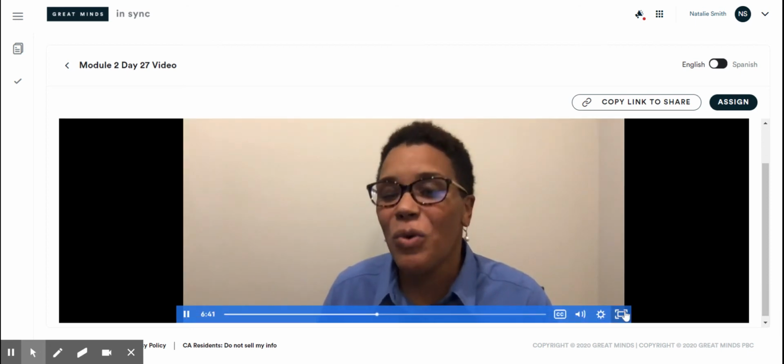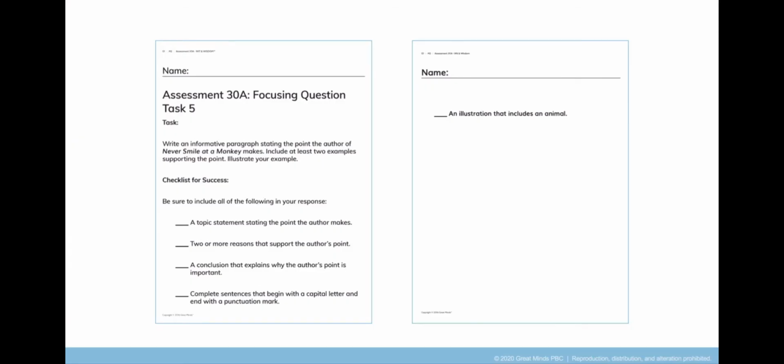Now that you have learned more about the author's point through examining some text features, you'll use your knowledge to write an informative paragraph about the author's point and reasons. Take a look at your screen. You're going to see Assessment 30A, Focusing Question Task 5. We're going to look over this assessment together. We'll go through the steps for how to do the task, and after this video, you'll know what to write. Your classroom teacher will tell you how to show your work and how to turn it into them.